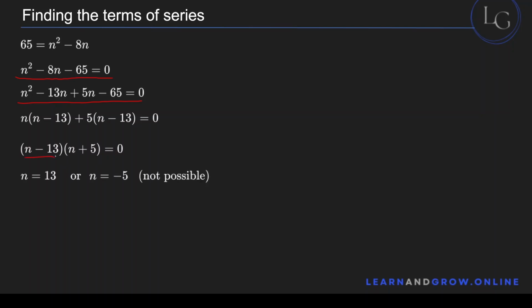So either n minus 13 is equal to 0 or n plus 5 is equal to 0. When n minus 13 is equal to 0, you get n is equal to 13. When n plus 5 is equal to 0, you get n is equal to minus 5. Obviously n is equal to minus 5 is not possible, because as we discussed way back, n must be a natural number, so it must be a positive integer. Minus 5 is not a positive integer, but 13 is a positive integer. So that means this is the correct answer: n is equal to 13.